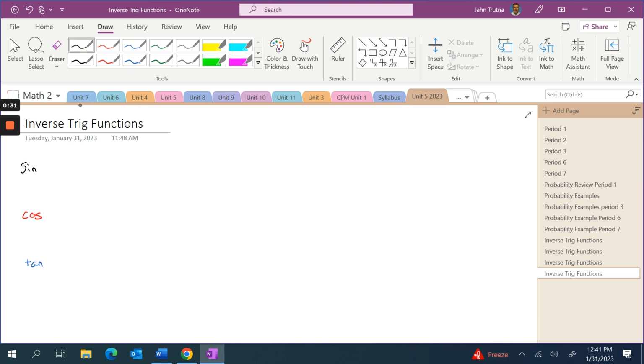And the definitions for each one of these is as follows. Sine of theta is equal to the ratio or the fraction, opposite side over hypotenuse. Okay. Definition for the cosine trig function is cosine of the theta angle is equal to the fraction or the ratio, adjacent side over the hypotenuse.